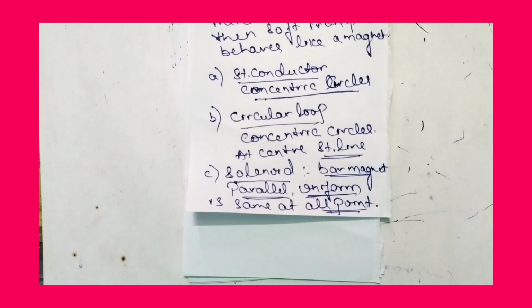That is around a bar magnet. Then the second point is that at the center, the magnetic field lines will be parallel and uniform and will be the same at all points. Then the magnetic field of a solenoid depends upon, first, the magnitude of the current, second, the number of turns of the coil, and third, the length of the solenoid. Always keep in mind, the length of the solenoid should be more than its area. The length of the coil should be greater than the area. Only then can we call it a solenoid.